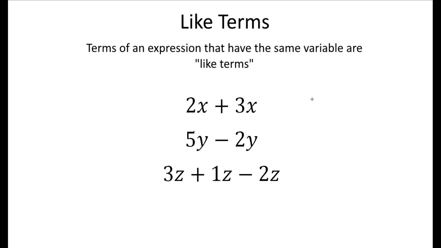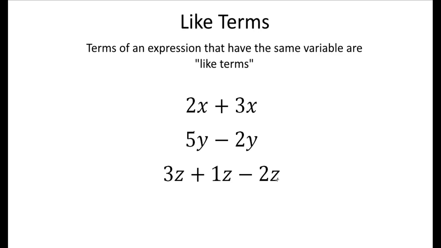Okay, so going back to like terms then, what we have here is that terms of an expression that have the same variable are basically like terms. So in this case, we can see you have 2x plus 3x, both include an x in them, so these are like terms, because they contain the same multiple. And the same can be said for y. Here, 5y minus 2y. The y's here appear in both terms, and so they're like terms. And then we can say the same for z. 3z plus 1z minus 2z.